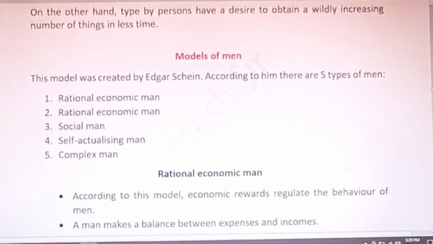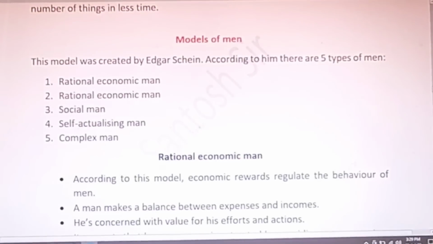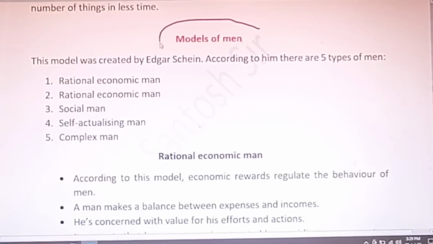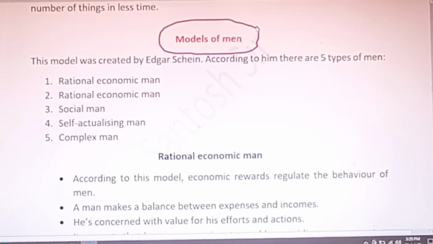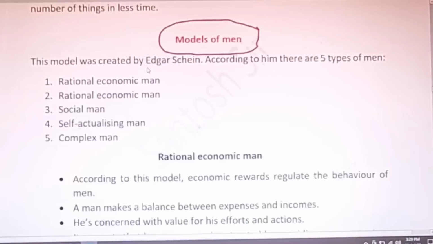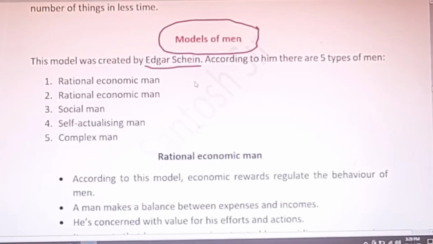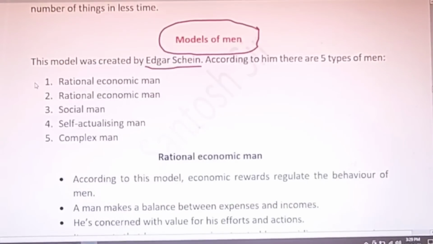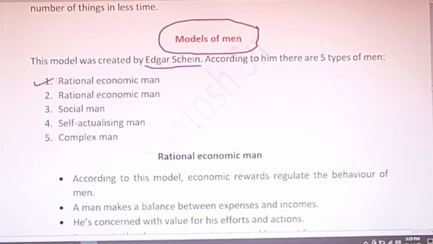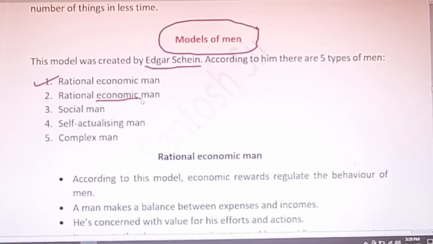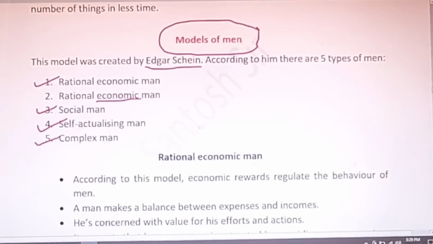Then let's see the next question, that is models of man. This is also a very important concept for your exams. It's a very common question, and generally these models of man were created by Edgar Schein, and according to him there are five types of man, five models. One is rational economic, then we have organizational. I think there is a spelling mistake here. Then comes social man, self-actualizing man, and complex man. So these are the five models of man.